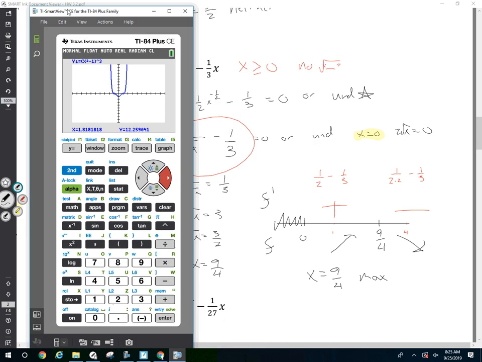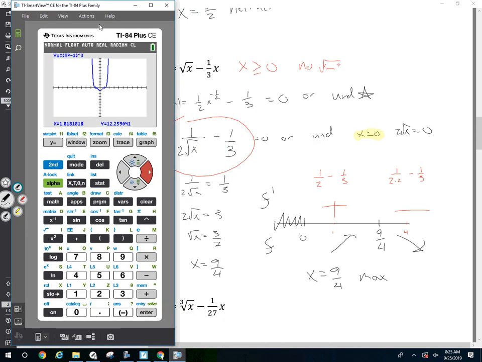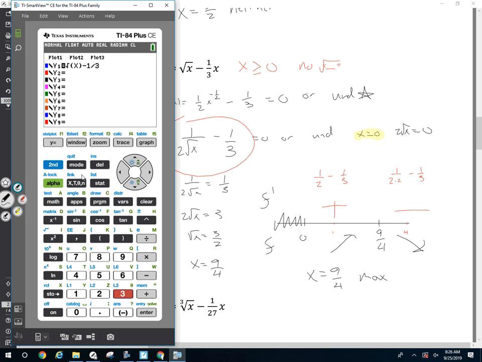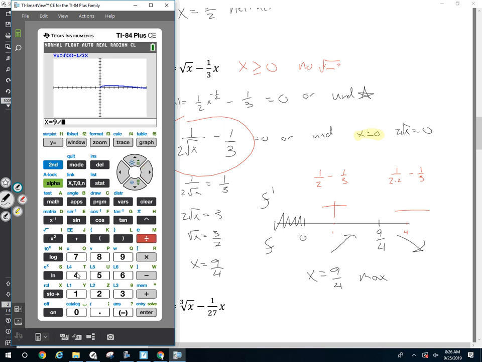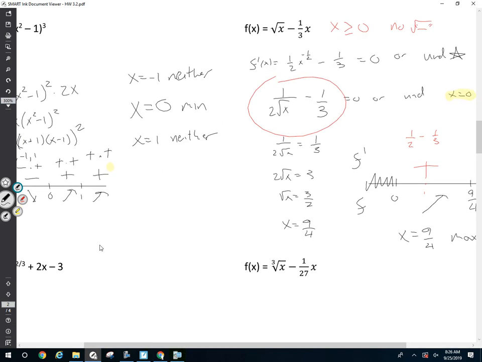For these more interesting ones, I like to graph them just to confirm I know what I'm doing. So square root of x minus 1/3 x. We are going up until 9/4. Watch, trace, 9/4. Boom, max. If I click to the right, this y value should go down. Went down. We're decreasing from there. So we're on top of it.